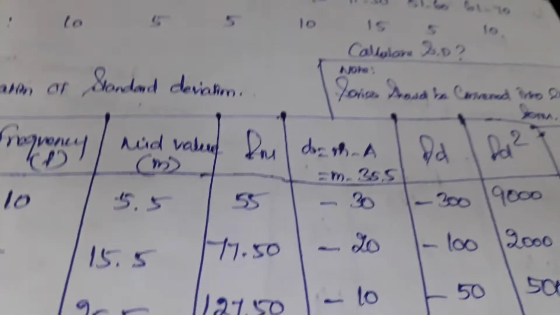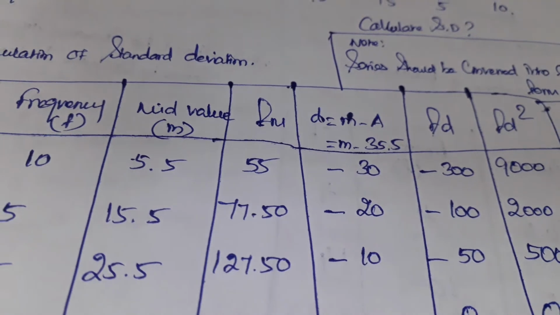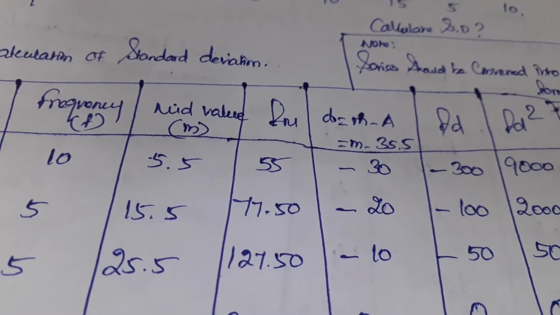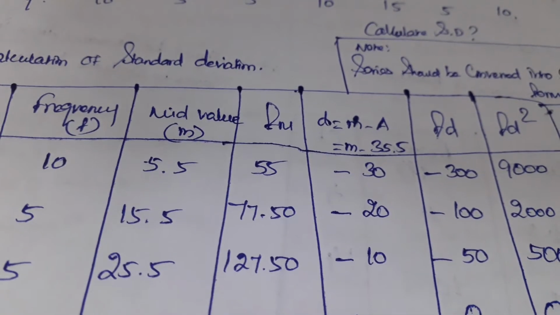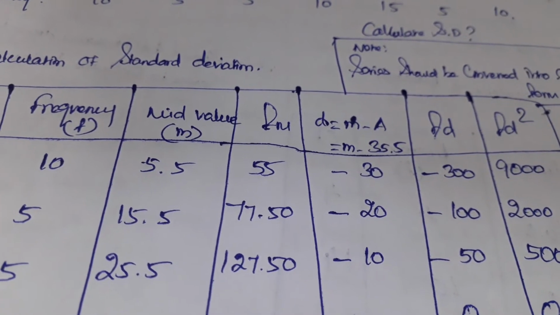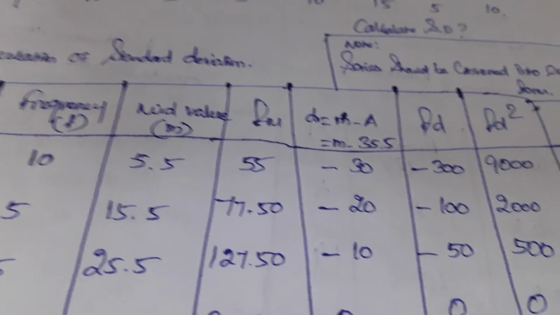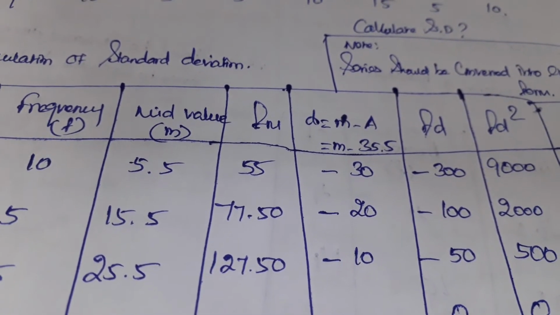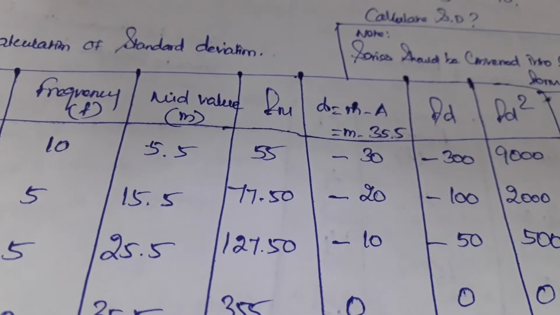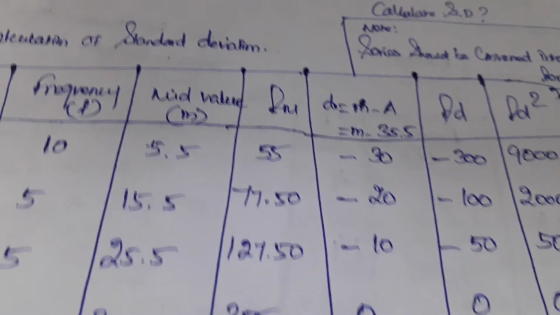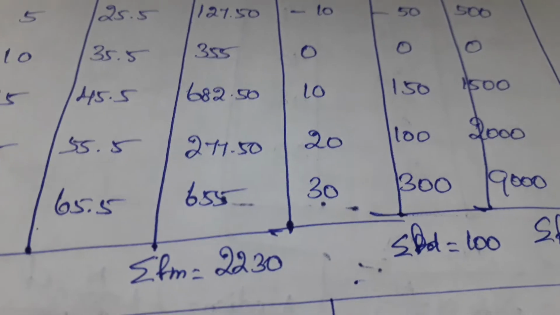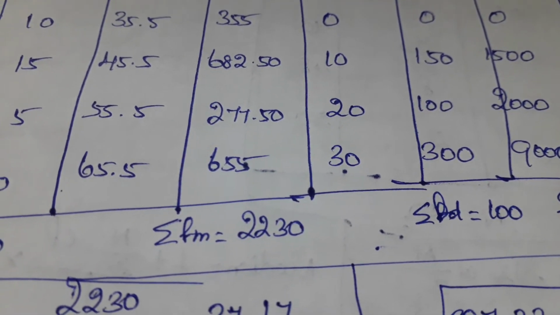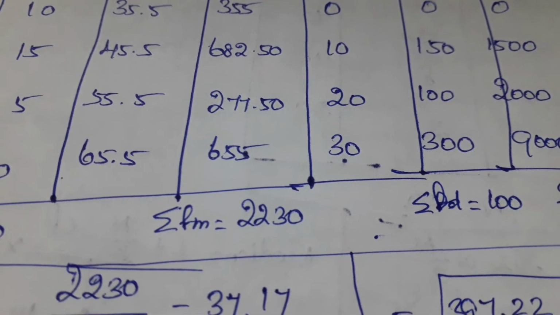Then we need to prepare the FM column, that is, multiply the frequency column with the mid value column, and we get the FM column. 10 into 5.5, we get 55. Like that we need to prepare every value. Then we total them as summation FM equal to 2230.